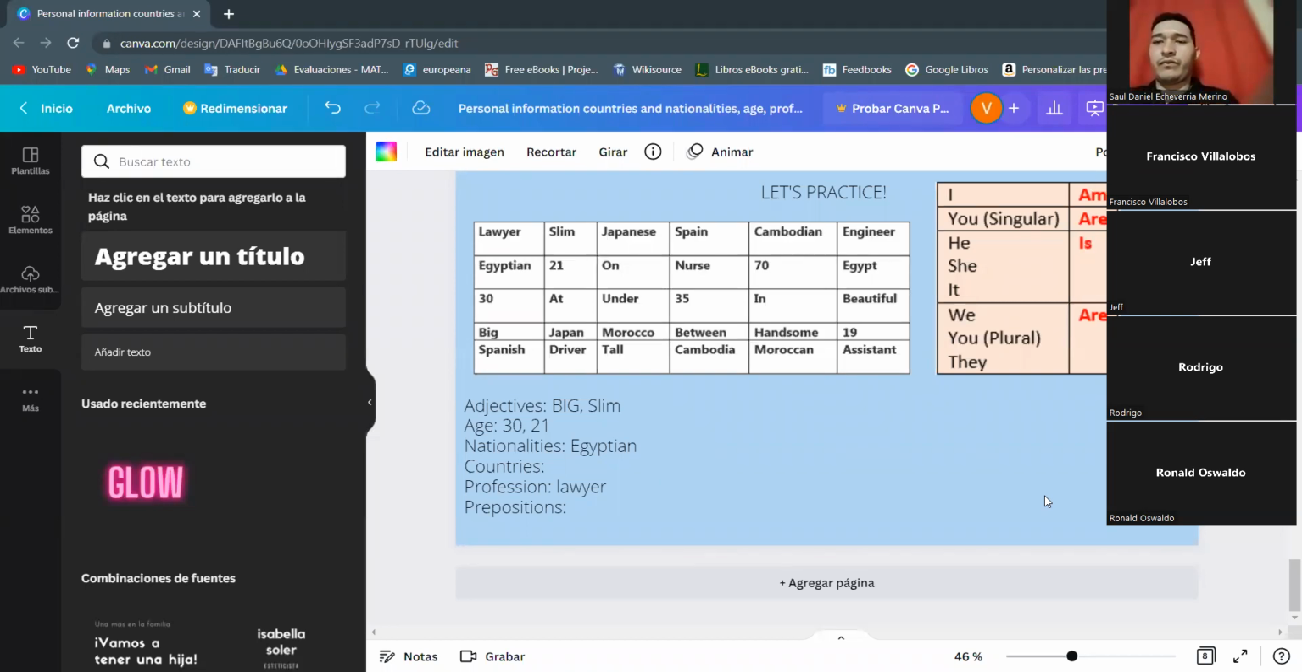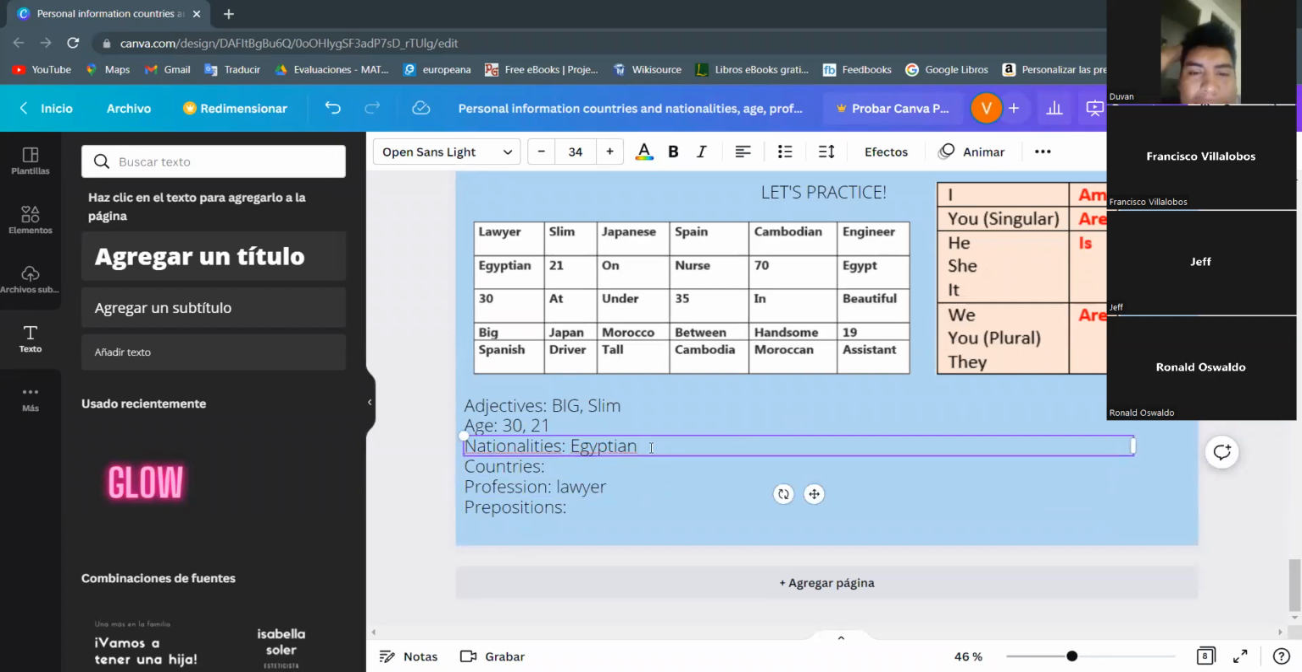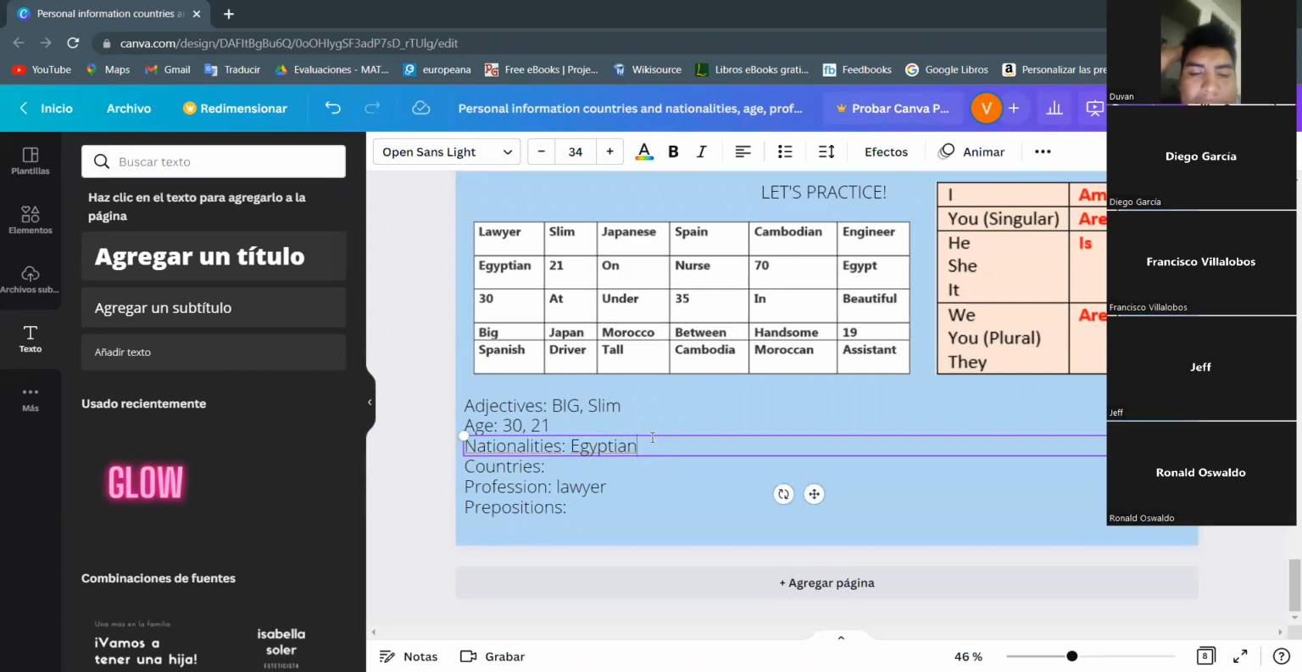Right, he's not here. Rodrigo, do you see a nationality in the second column? Yes. Japan. Japan, okay. That's not correct. That's the country. So there's no nationality, but there is a country, okay, Japan.